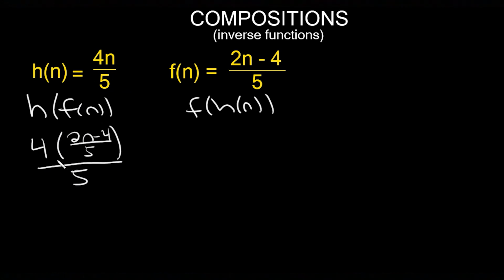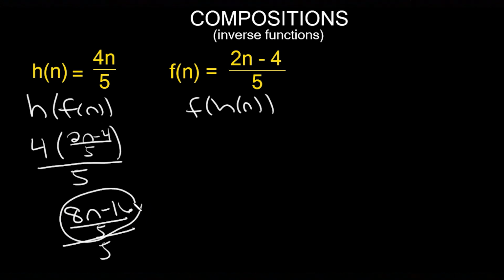So I'm going to go ahead and distribute this 4 right here. When I do that, I get 8n and then minus 16 all over 5, and then divided by 5. So think about keep, change, flip, what you have to do here. You have to do 8n minus 16 over 5, so this part here, divided by 5.